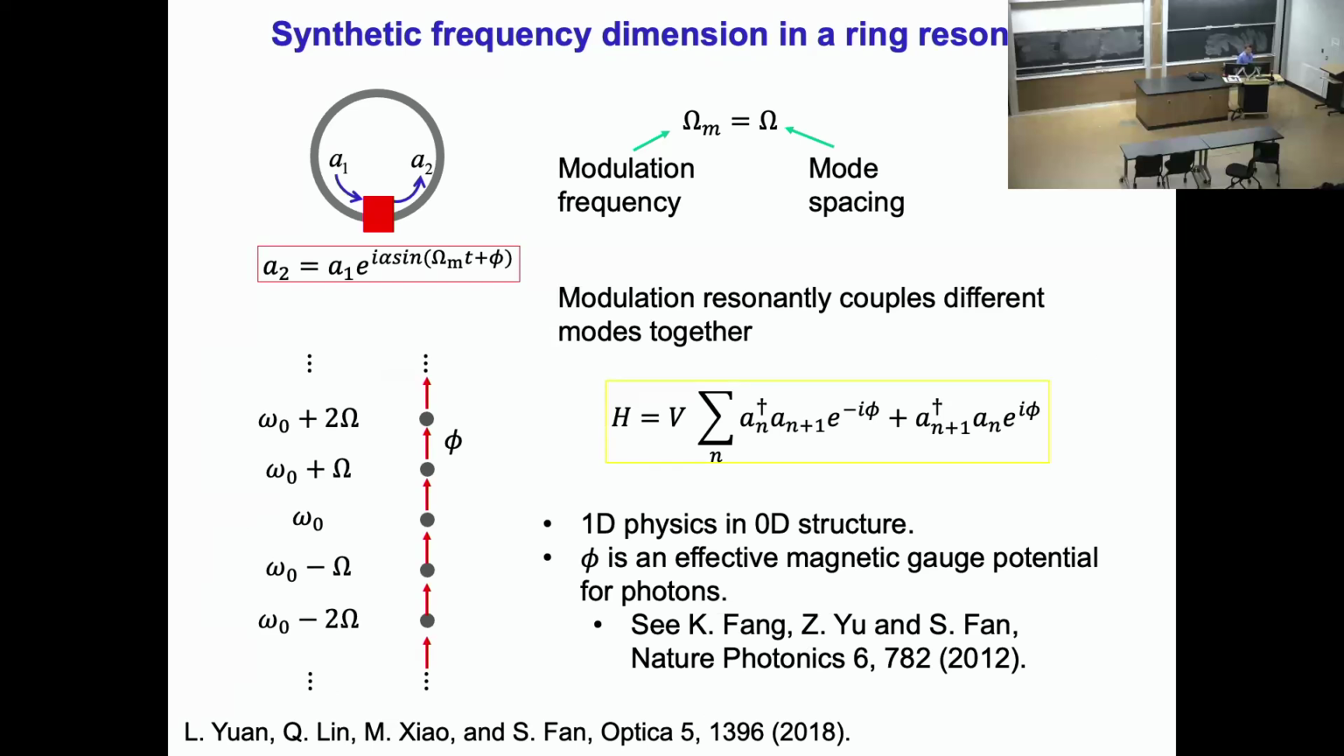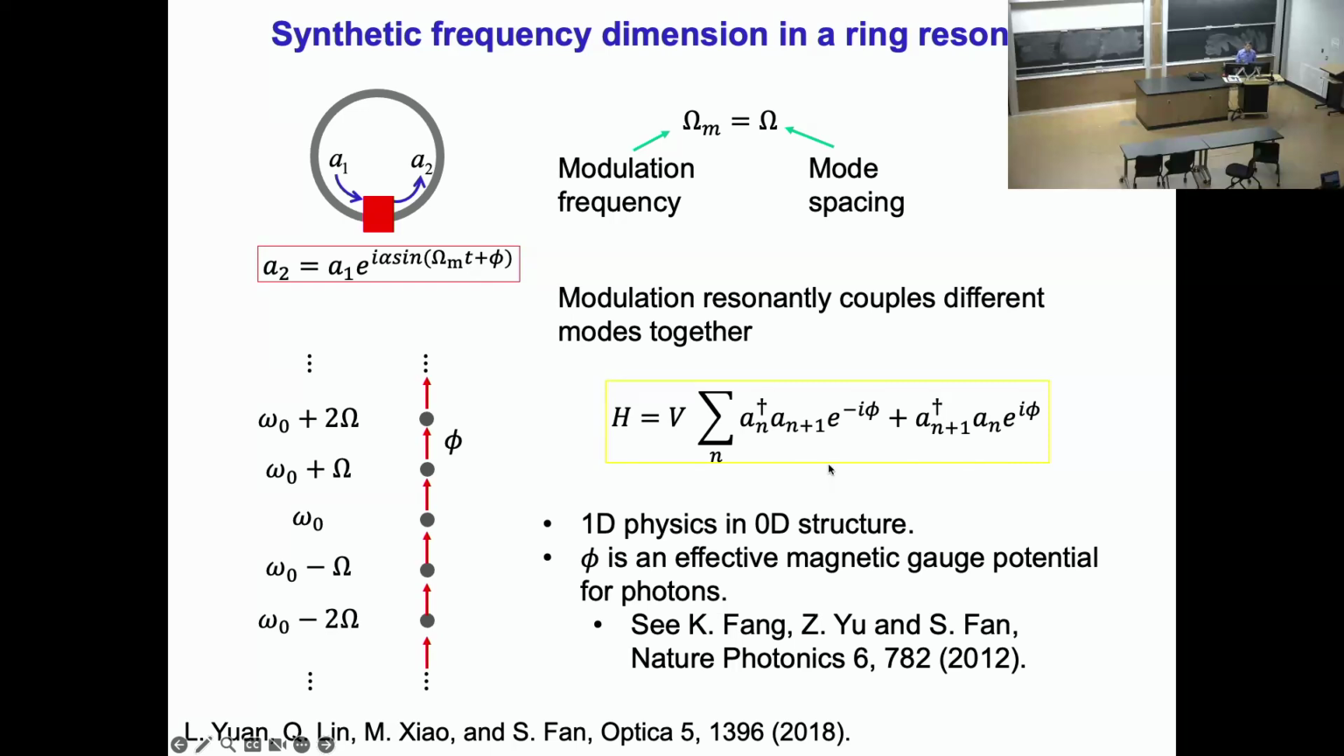So if you put in a modulator, and this is a device where the transmission varies as a function of time, and moreover, you choose the modulation frequency to be equal to the mode spacing, then now modes at different frequencies will couple, and as a result, you create a one-dimensional tight-binding model. So the modulation strength goes to the hopping strength between nearest neighbor modes, and the modulation phase goes to the hopping phase between nearest neighbor modes.